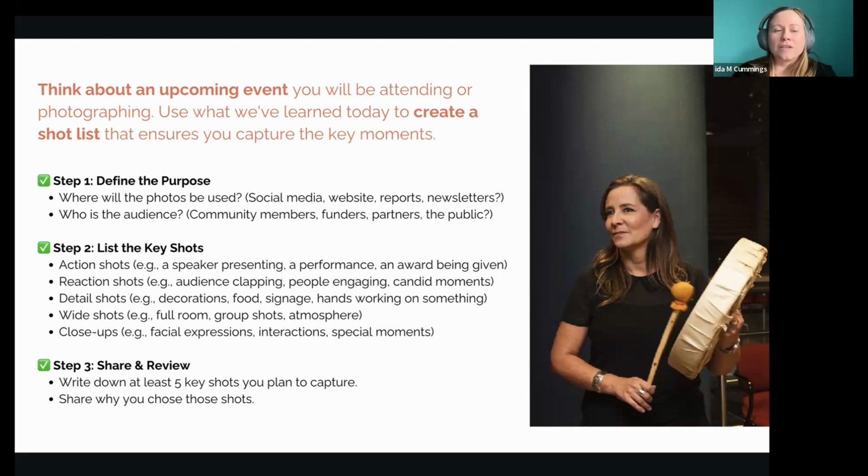So wide shots of the full room. Do you want to see any group shots of people together? Do you want to see the atmosphere of how busy it is? And then close-up shots, which show facial expressions, interactions, special moments that are happening.